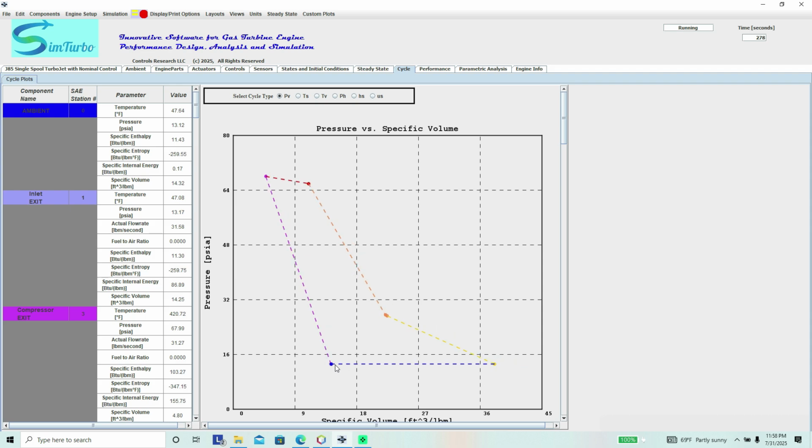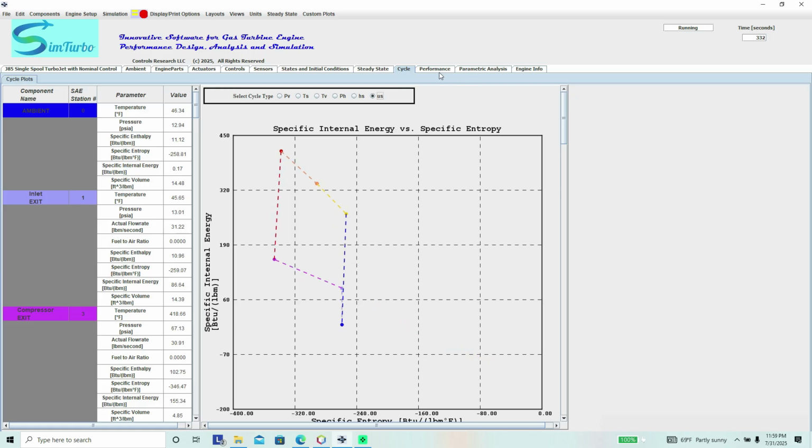You can see we start here at blue at the ambient. We go through the compressor to the highest pressure in the system. We go down in pressure as the specific volume increases across the combustor. Then we expand across the turbine. So again, we're dropping in pressure significantly, but we're expanding the specific volume. And then across the nozzle.